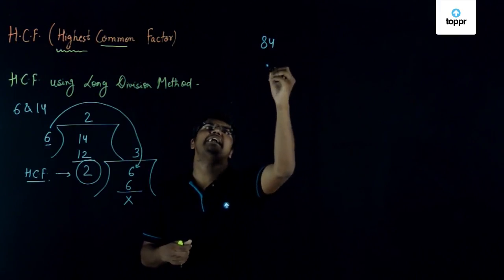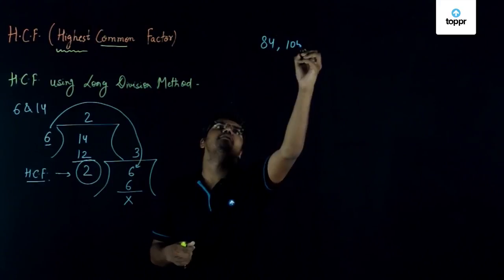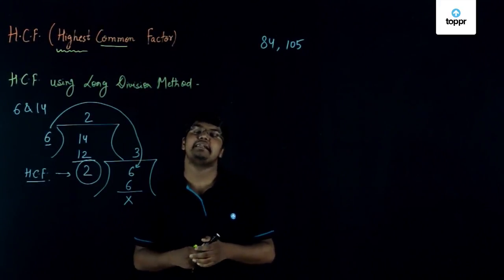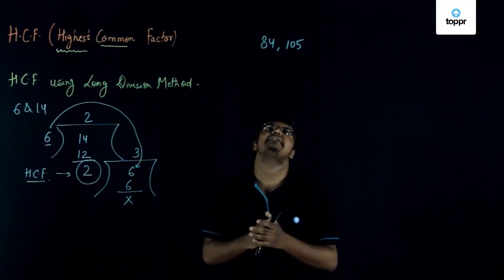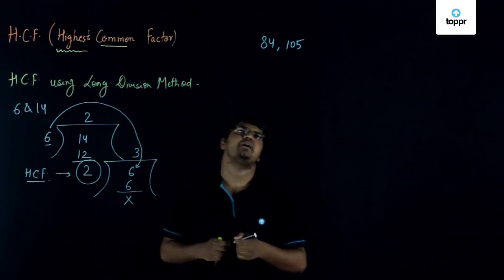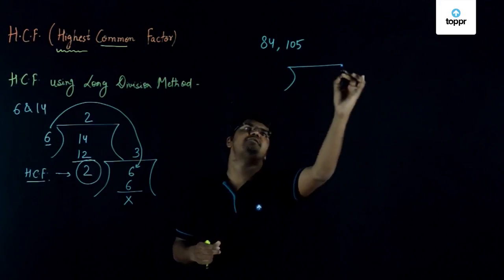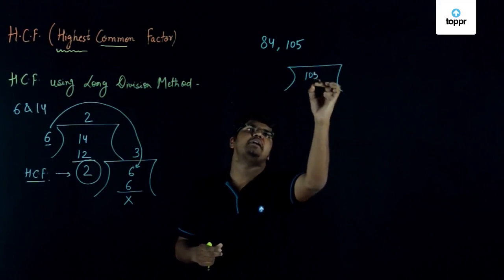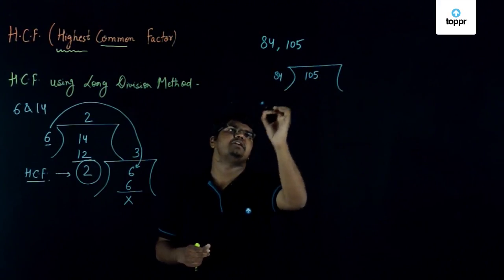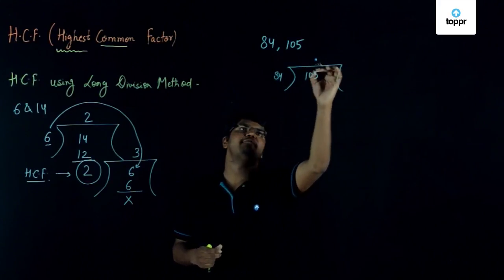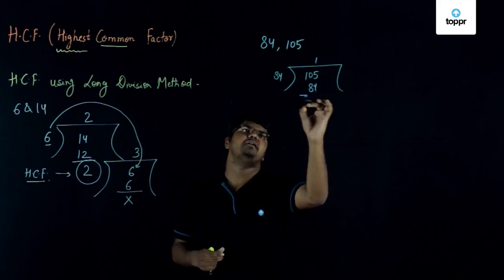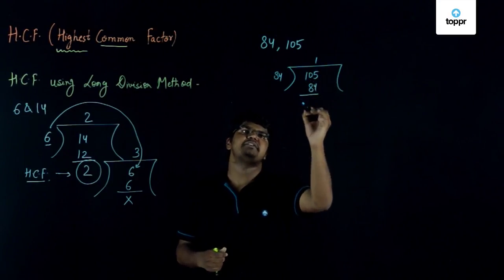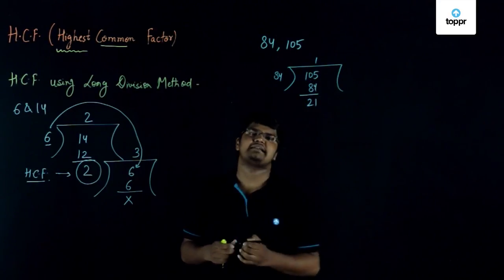So the numbers will be 84, 105. Well, we discussed 84, 210 and 105 earlier also. So you can consider that as my favorite example. So again, the larger number is 105 and the smaller number is 84. So 105 when divided by 84 gives us the quotient as 1. Now this 84 will come here and 84 when subtracted from 105 gives us 21 as the remainder.